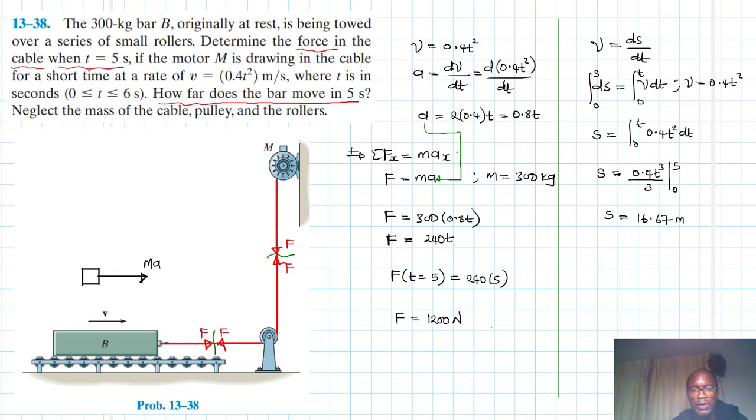Yeah, I think we are done. We found how far it goes in 5 seconds, and also the magnitude of the tension force in 5 seconds. So I think this is about it. We found the force, and we found also the distance.